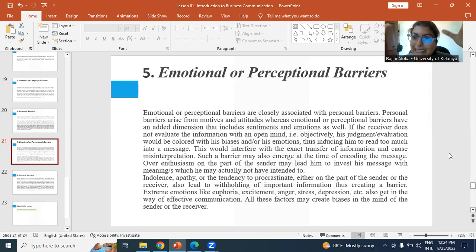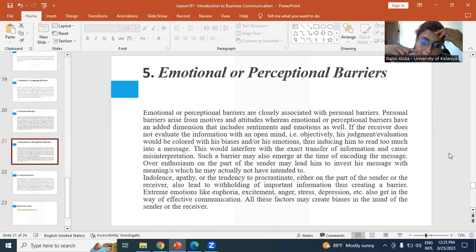So yes, in a business setting, if you look at things too subjectively, take everything super personal, then it can actually affect the communication process. And this would interfere with the exact transfer of information and cause misinterpretation. Such a barrier may emerge at the time of encoding the message, or enthusiasm on the part of the sender may lead to investing his message with meaning or meanings which he may actually not have intended.